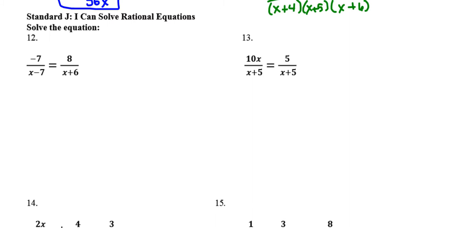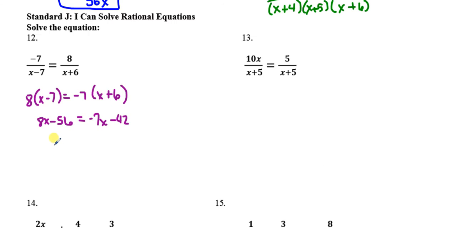All right, now the last four are solving. One term on each side, we can cross multiply. So we have 8 times x minus 7 equals negative 7 times x plus 6. And distribute, 8 times x minus 7 is 8x minus 56 equals minus 7x minus 42.